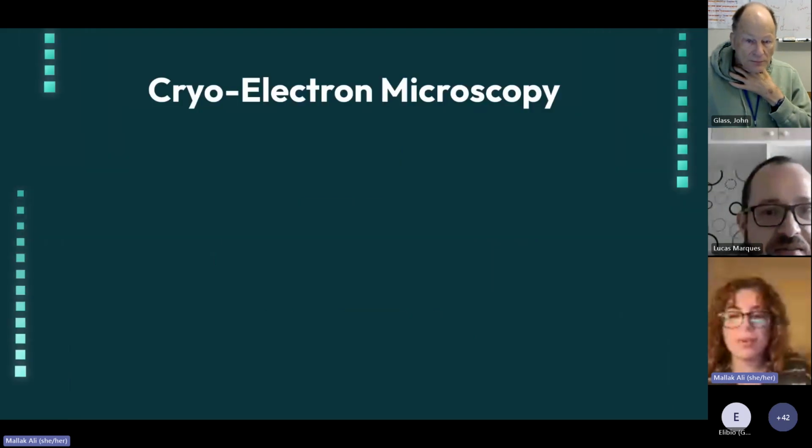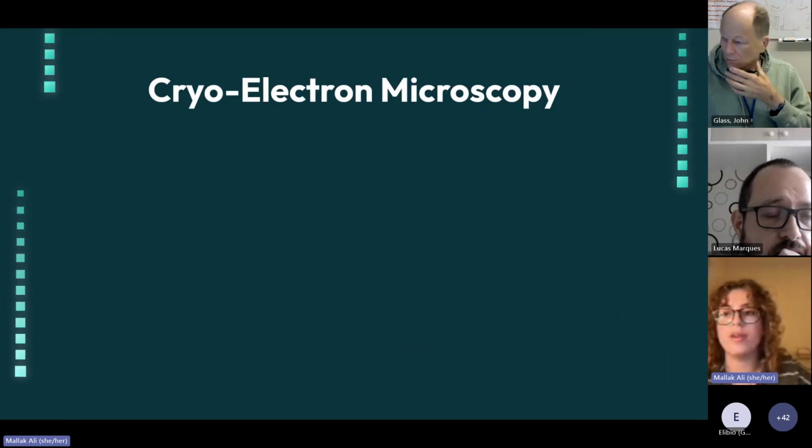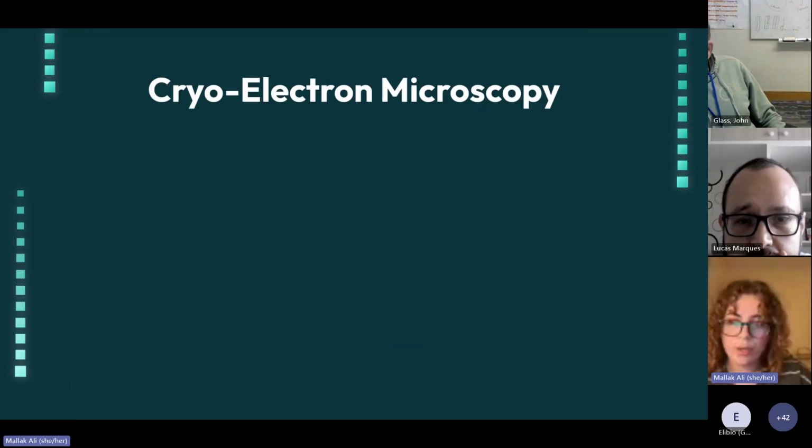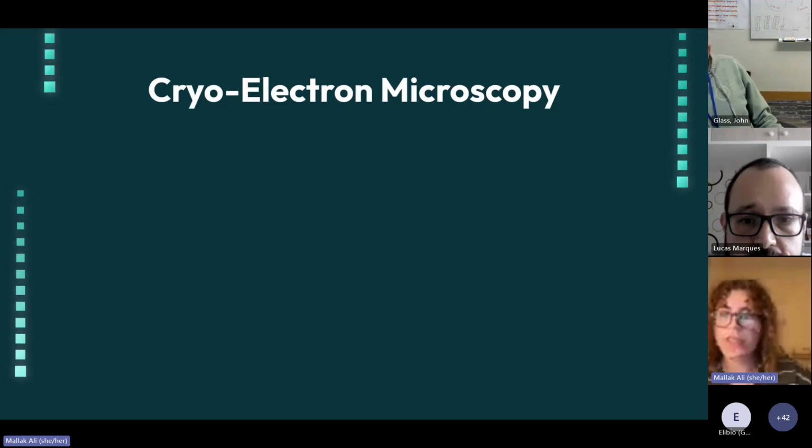Okay, so to orient ourselves a little bit, I want to give a very brief introduction to cryo-EM overall for the folks that may be a little more new to it. So it's a re-emerging structural technique from the 80s that's become increasingly more popular as more tools are being developed to work with the cryo-EM pipelines.